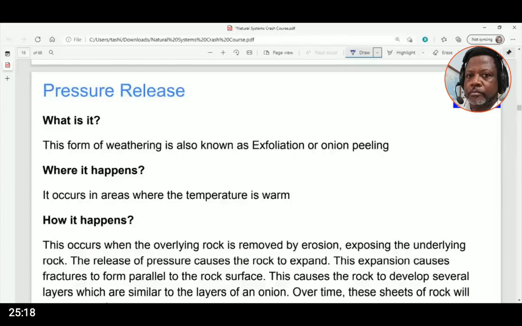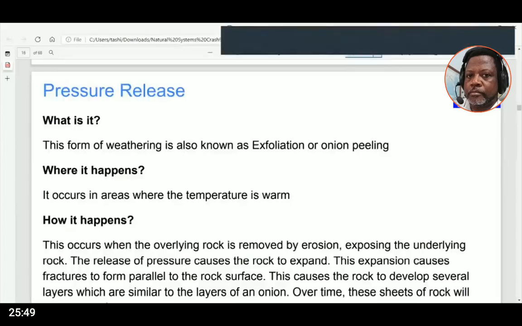It's a similar situation. So how this one works is that the overlying rock is removed by erosion or whatever natural process. So it causes the rock that was underneath under all this pressure to now be released. When this rock is released, it causes the rock to finally expand, just like the opening of the suitcase. It causes the rocks to finally expand. So this expansion now causes it to just crack.